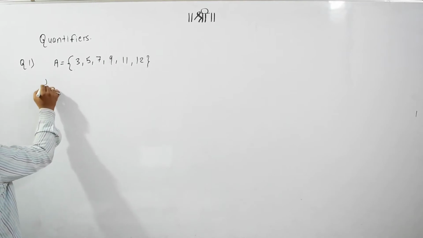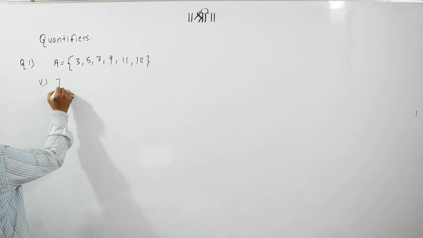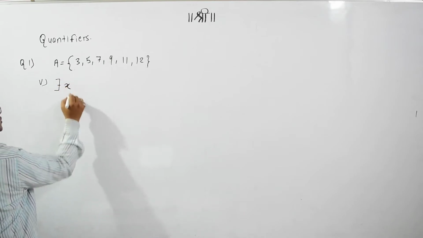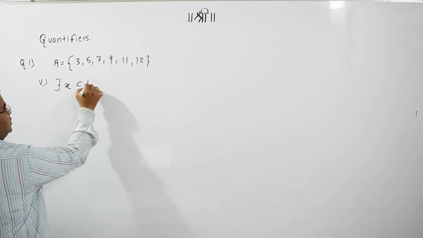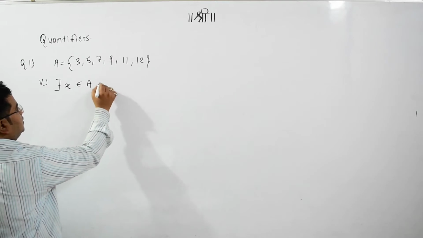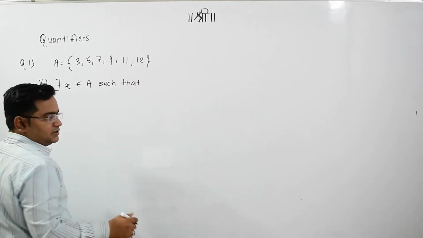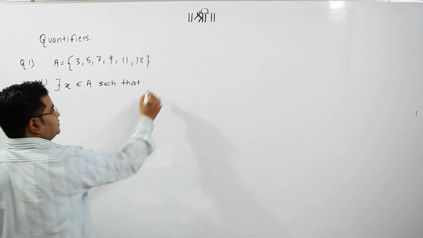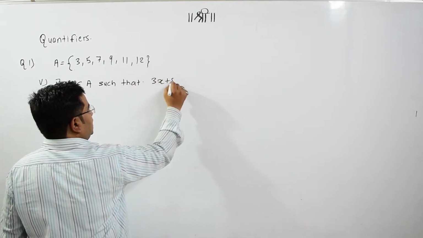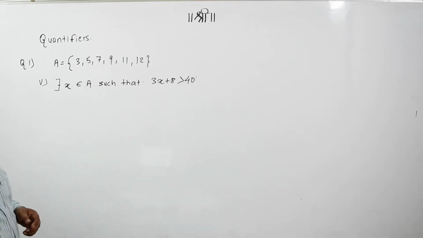Now the next step is what? Question number 5. There exists, which implies that there is only one x belongs to A, 1 or 2, such that 3x plus 8 is greater than 40. Now how to prove it? That 3x plus 4 is greater than 40.